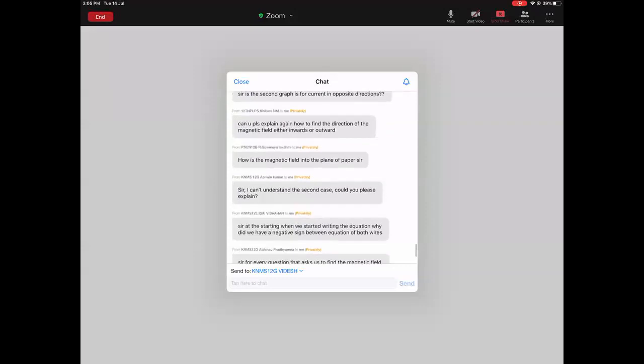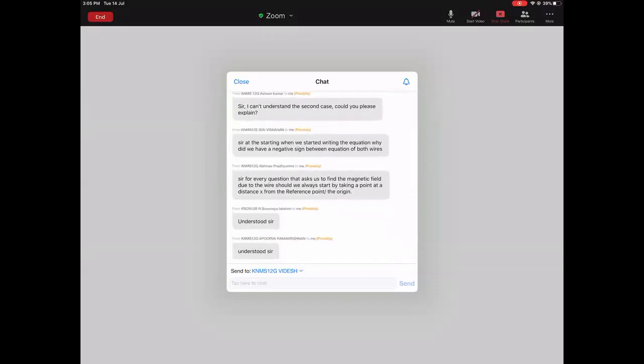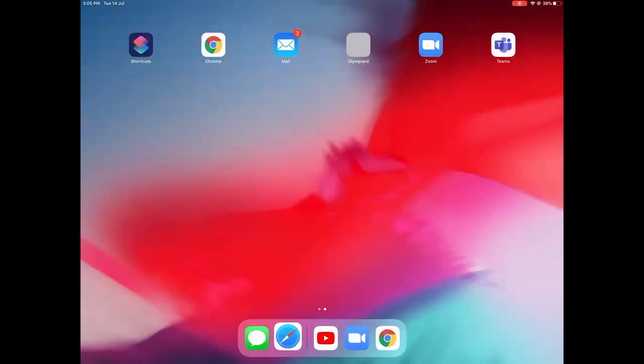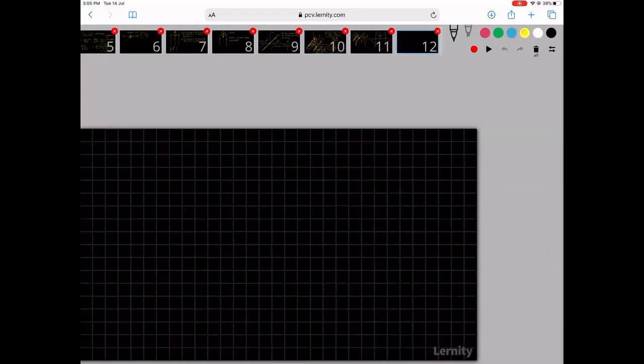Sir, I can't understand the second case. Could you please explain? I will explain. How is the magnetic field into? I have explained. Okay, so the second case is creating some trouble. So let us look at the second case.